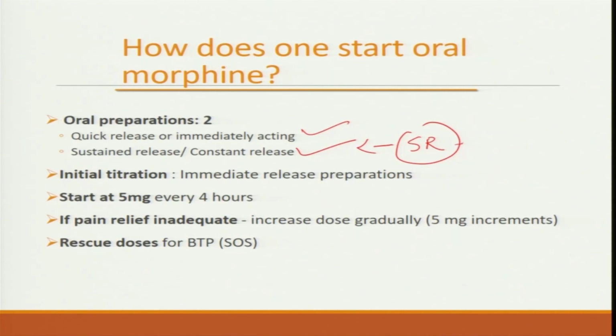So, patients who are on Ryle's tube and who are given tablet in crushed form, they should not be given sustained release tablet, they are always put on the immediate release tablet. So, initially you can start with an immediate release tablet every 4 hours and increase the dose 5 milligram at a time till the pain is relieved. Rescue dose means, for breakthrough pain intermittently, if patient gets sudden pain, you can give an extra dose of morphine.